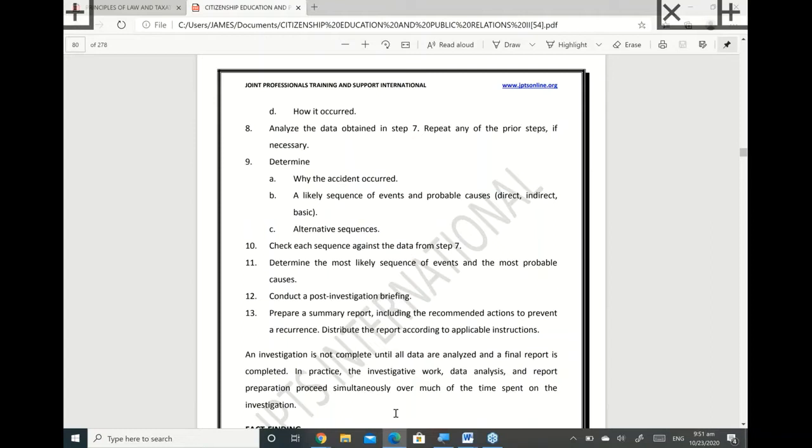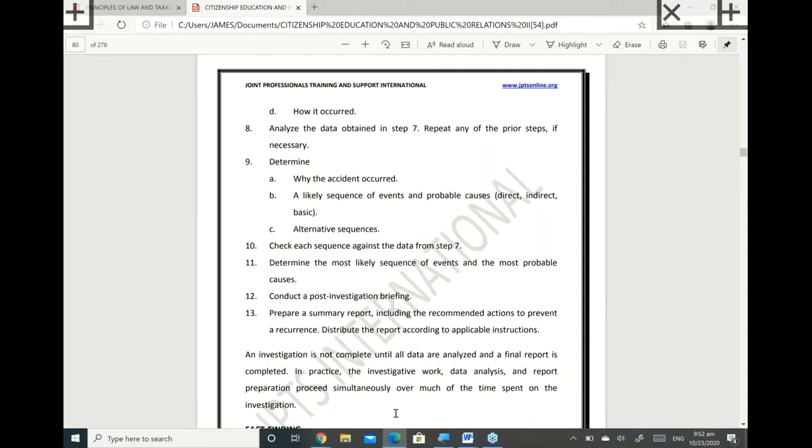Then conduct a post-investigation briefing. Just summarize it in maybe 10 or 20 minutes, then you give a briefing. Then prepare a summary report, including the recommended action to prevent a reoccurrence. Describe the report according to the application instructed.